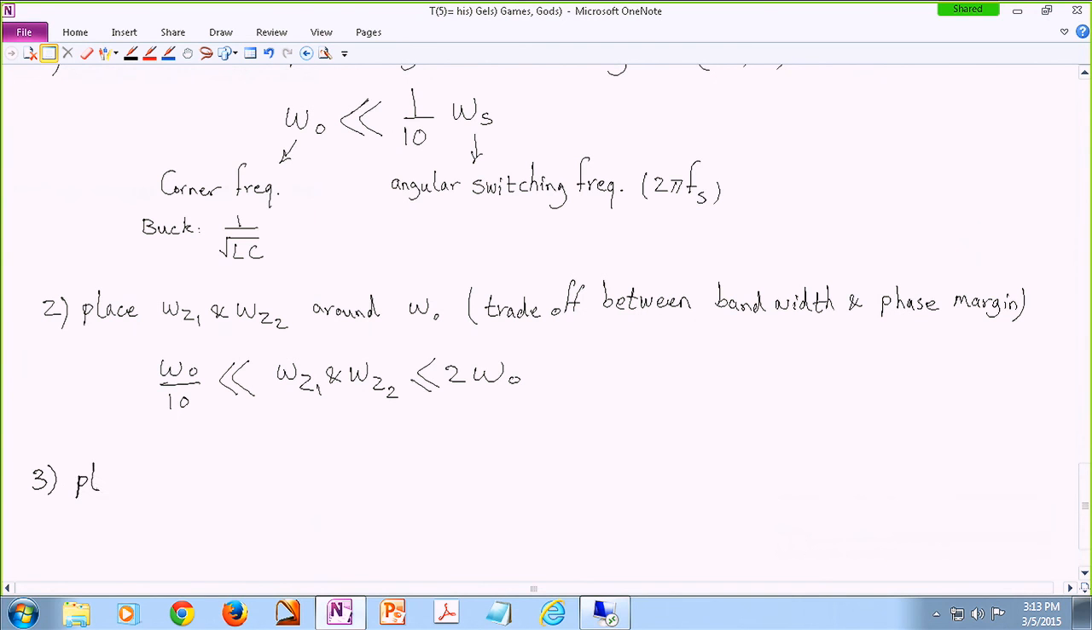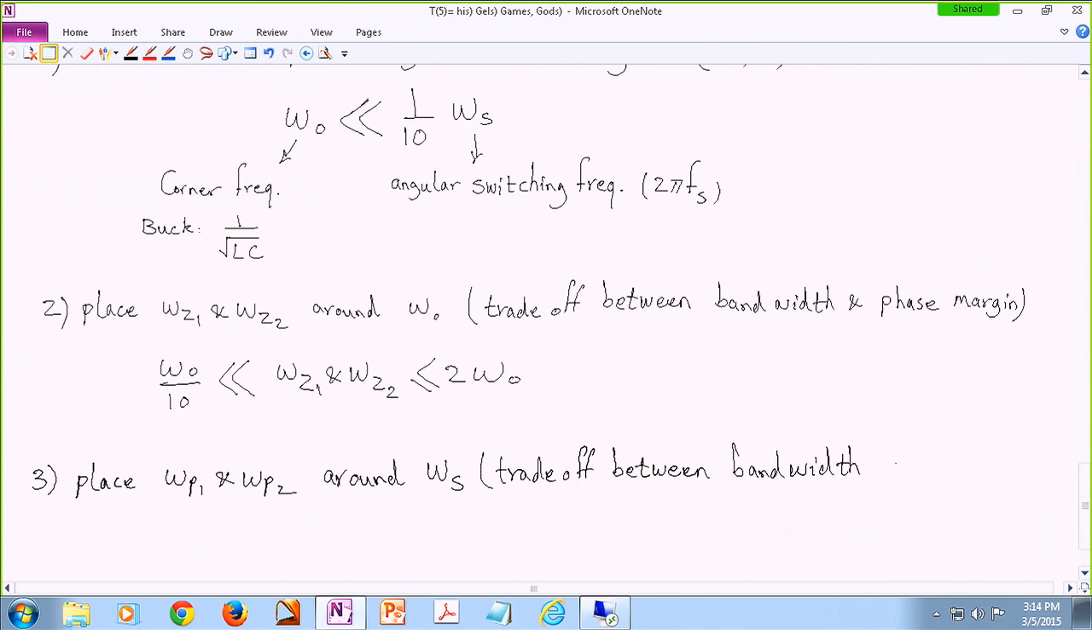Then place, what about omega p1, the poles, omega p2, place them around the switching frequency. If they are too small, your bandwidth is going to suffer. If they are too large, they don't really have a good impact in terms of eliminating the switching harmonics and high frequency noise attenuation.